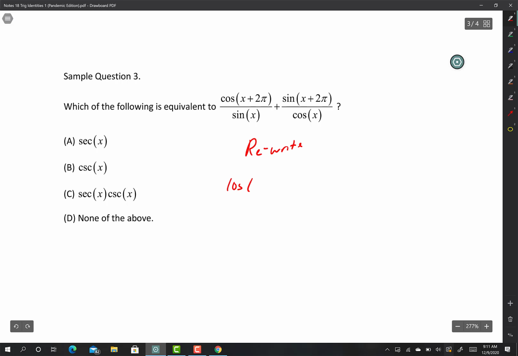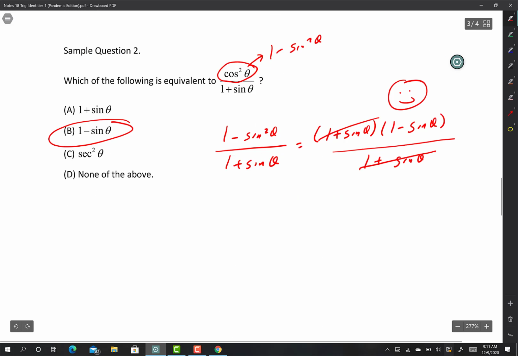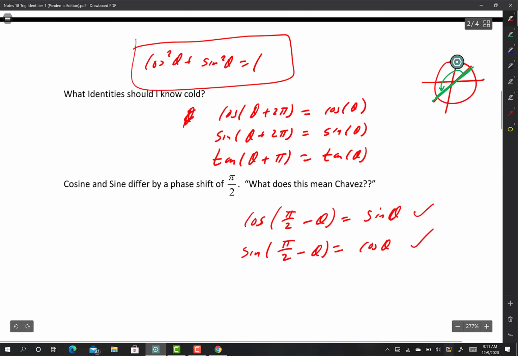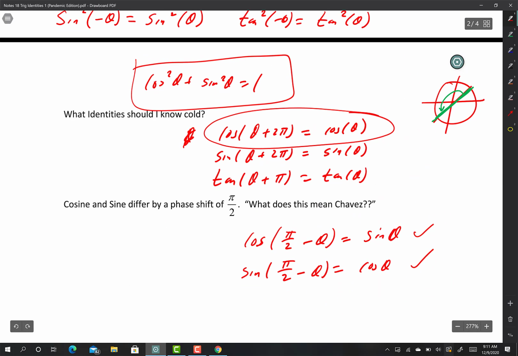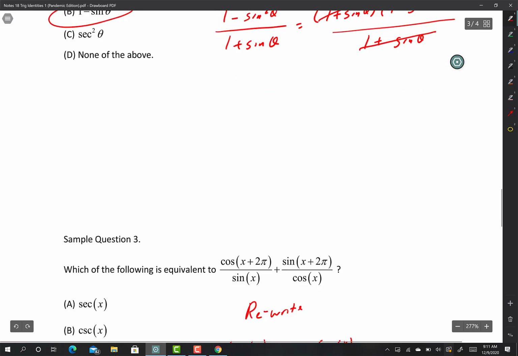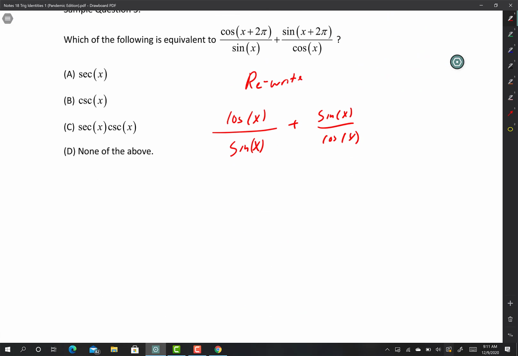So cosine x over sine x plus sine x over cosine x. Remember, guys, in case you're wondering, all I did was this. Remember, cosine theta plus 2 pi, sine theta plus 2 pi. And really, it could keep going forever and ever. Cosine theta plus 4 pi, 6 pi, 8 pi, as long as it keeps adding, as long as it's a multiple of 2 pi.